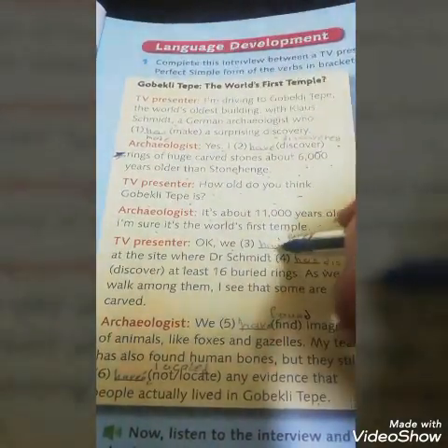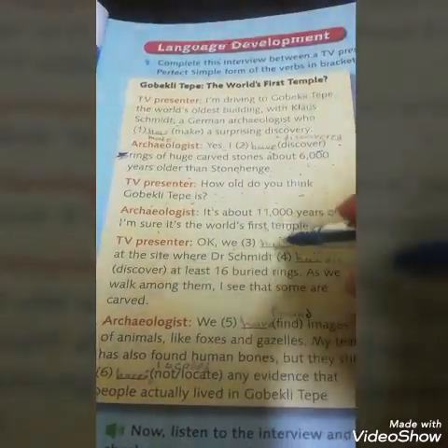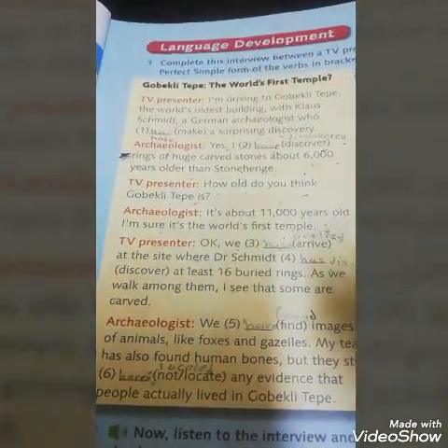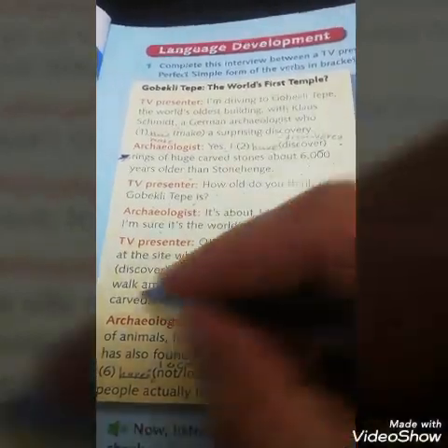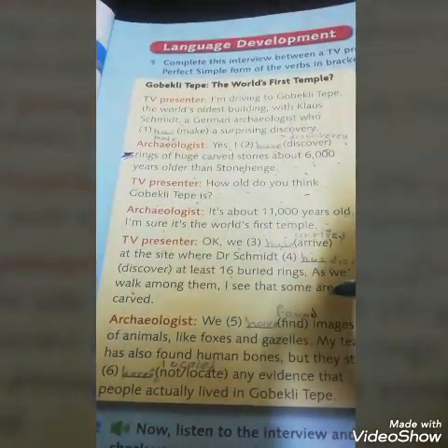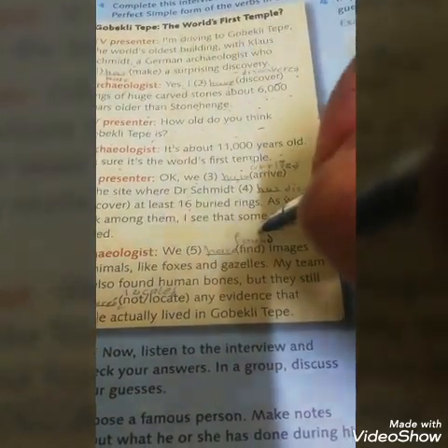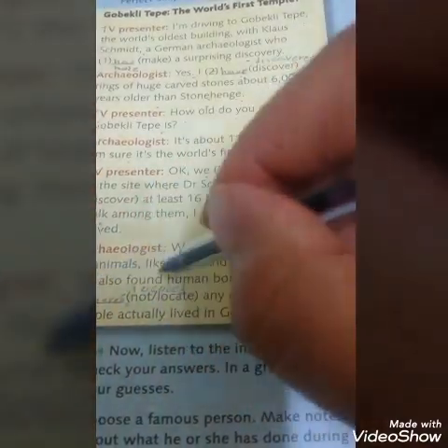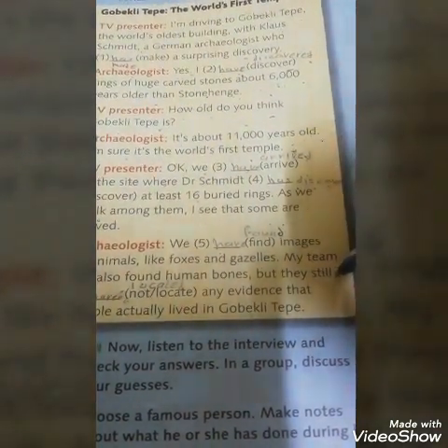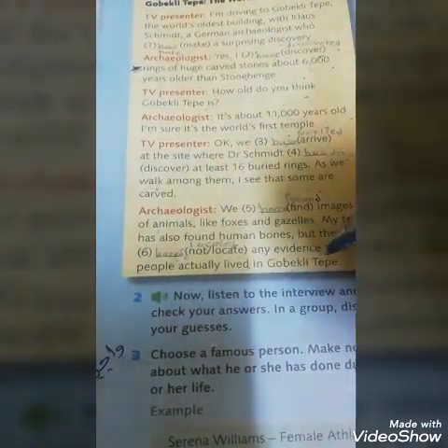Okay. We have arrived. We have arrived at the site where Dr. Schmidt has discovered at least 16 buried rings. As we walk among them, I see that some are carved. We have found images of animals, foxes and gazelles. My team has also found human bones, but they still haven't located any evidence that people actually lived in Göbekli Tepe.